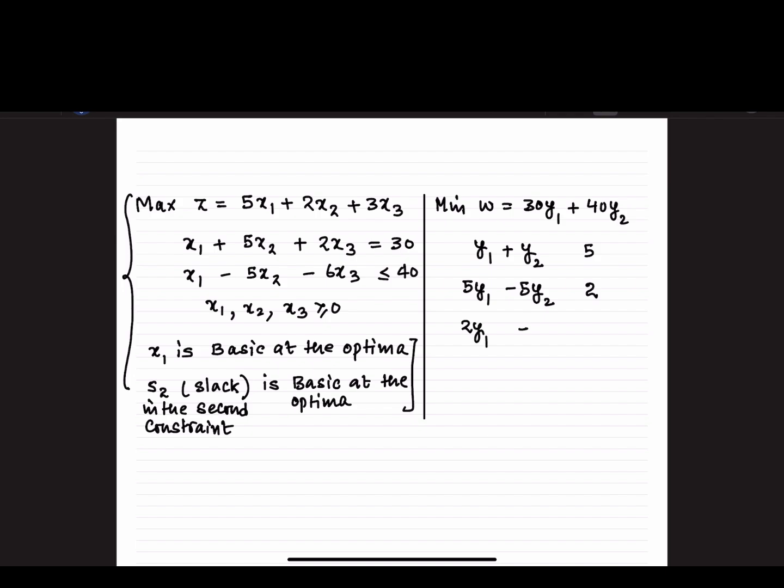the third is 2y1 minus 6y2, with 3y1 and y2 on the right side. Now the first constraint in the dual, this is the primal, and this is the dual. All variables are favorable, so all constraints are favorable. The first constraint in the primal is an equality, so this variable is unrestricted in sign. Second is in favor, so second is in favor.